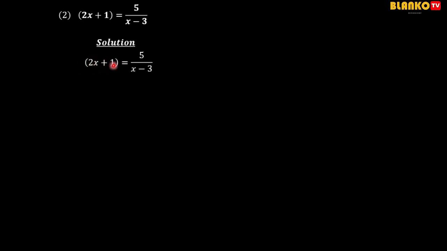So let's move on to the second one, which is question 2. And question 2 is what? 2x plus 1 in the bracket equals 5 over x minus 3. And we have to use the quadratic formula to solve this question. So the solution: we have (2x+1) equals 5 over (x-3).